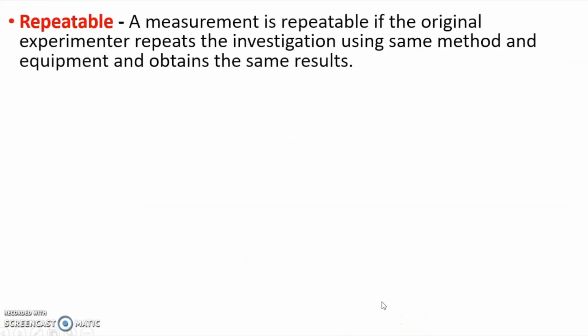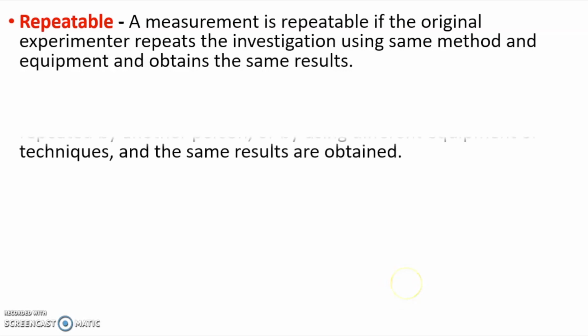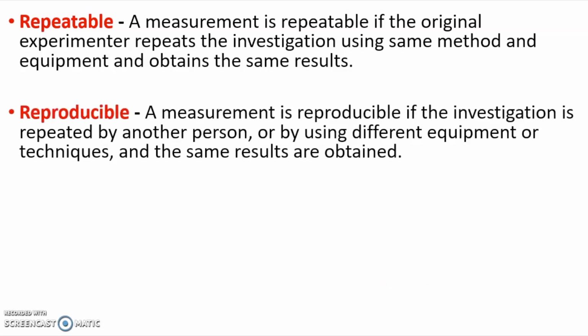Repeatable. A measurement is repeatable if the original experimenter repeats the investigation using the same method and equipment and still obtains the same results. Whereas reproducible is if the investigation is repeated by another person. So here's the key difference between repeatable and reproducible. A different person must be doing the investigation by using different equipment or techniques and still obtains the same results. Okay, so that's repeatable and reproducible.